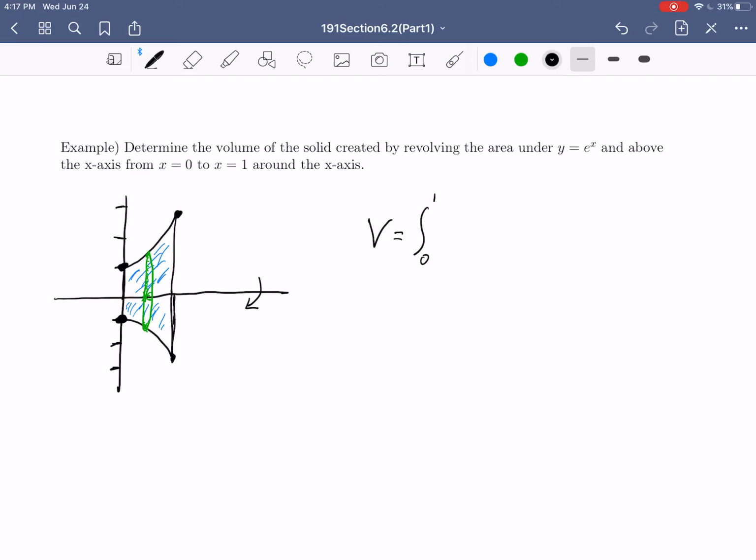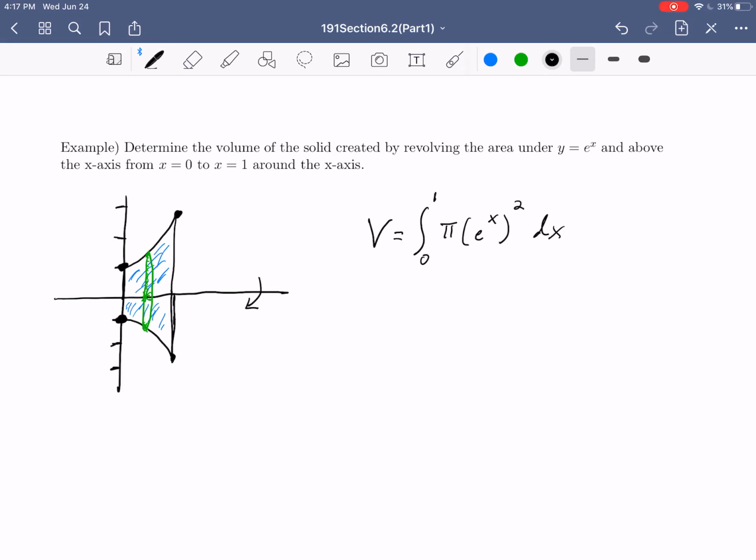So we have the integral from 0 to 1, pi. What is going to be the radius of this disk? What is that function? Well, it's going to be up to that e to the x. So e to the x. Notice it's technically measuring e to the x to the x-axis, which is e to the x minus 0. But of course, that's just e to the x. And then squared. And then dx.